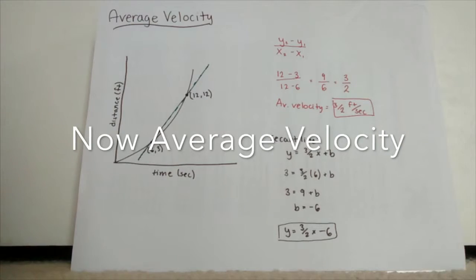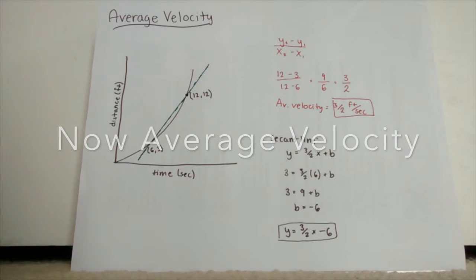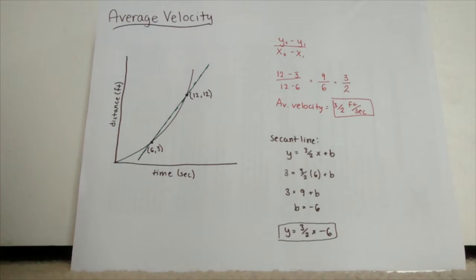Let's look at average velocity. Velocity is speed with direction, which is distance over time. The graph depicts velocity as distance is the y-axis and time is the x-axis. To find the average velocity, we need the change of distance over change of time. In other words, the change of y over change of x.